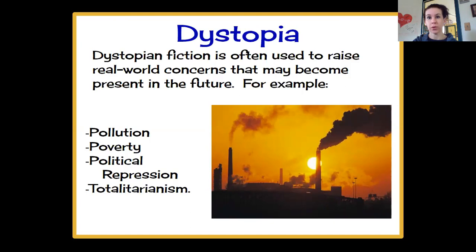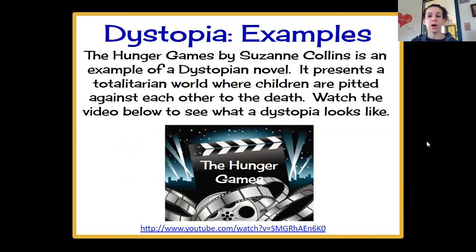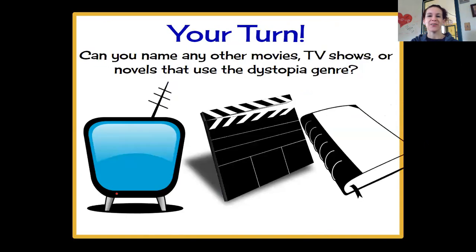We've talked in class about pollution and what that can do to the world. So dystopian novels are the ones that say, what if this happened? And taking a look at life, what it might be like if we have a huge disaster. So examples, so The Hunger Games by Suzanne Collins is an example of a dystopian novel. It presents a totalitarian world where children are pitted against each other to the death. Watch video below to see what a dystopia looks like, and we're not going to do that at the moment. Other movies, TV shows, or novels that use the dystopia genre that you can think of.